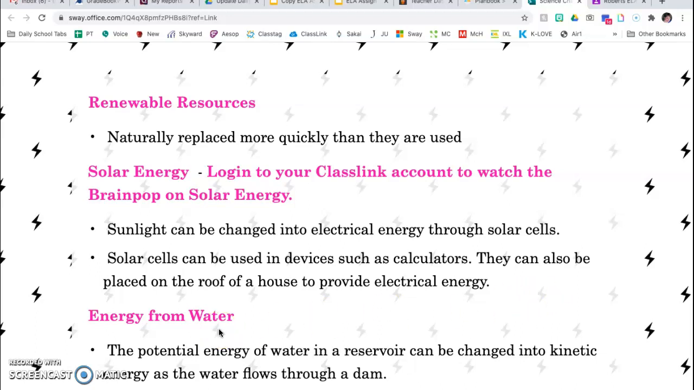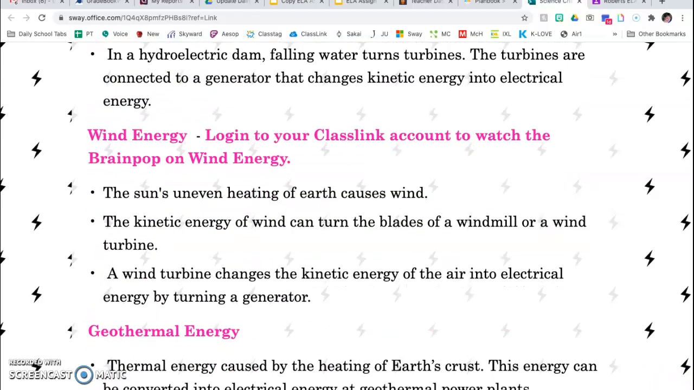Okay, another renewable resource would be energy from water. The potential energy of water in a reservoir can be changed into kinetic energy as the water flows through a dam. If you've ever been over to Douglas Lake, you've seen an example of this. We have TVA, which is where we get a lot of our energy from, actually most of it, in the state of Tennessee. So in a hydroelectric dam, falling water turns the turbines. The turbines are connected to a generator that changes kinetic energy into electrical energy.